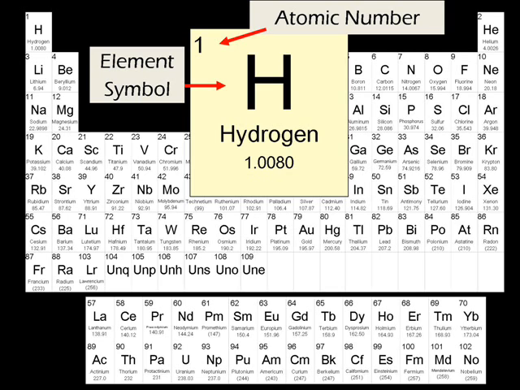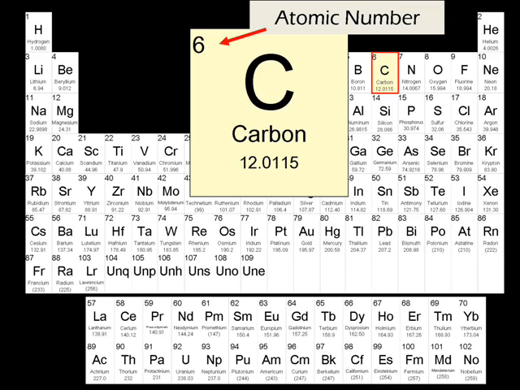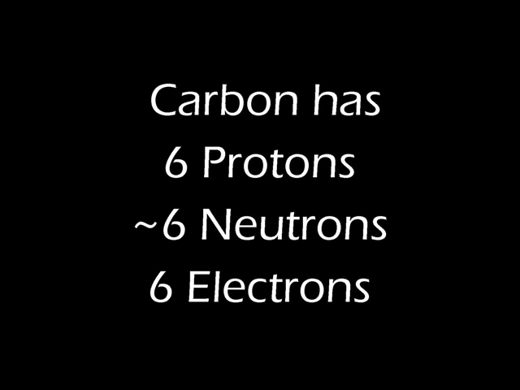Find the element C for carbon. Note that carbon's atomic number is 6, which means that one atom of carbon contains 6 protons, 6 neutrons, 6 electrons. This holds true for the rest of the elements in the periodic table. If you could sample a few atoms from any element of the periodic table, all of the atoms in that sample would generally have the same number of protons, neutrons, and electrons.